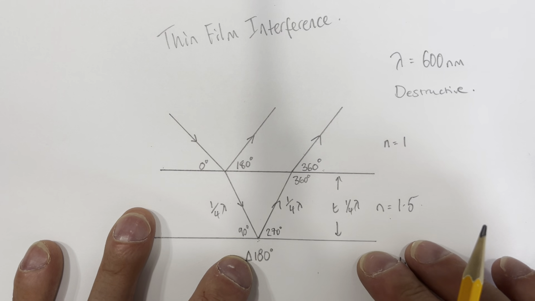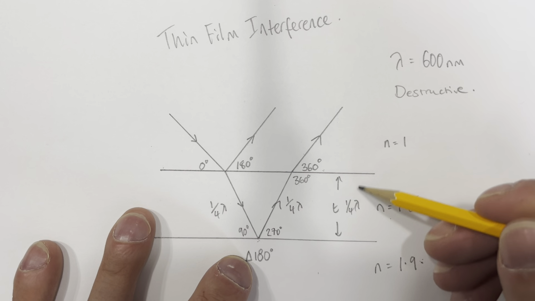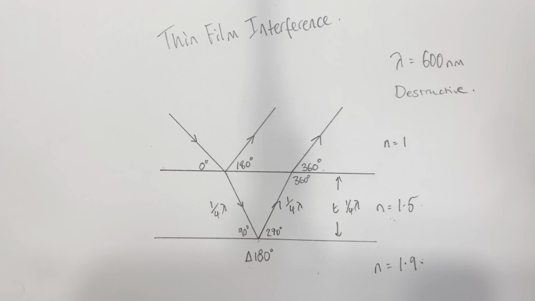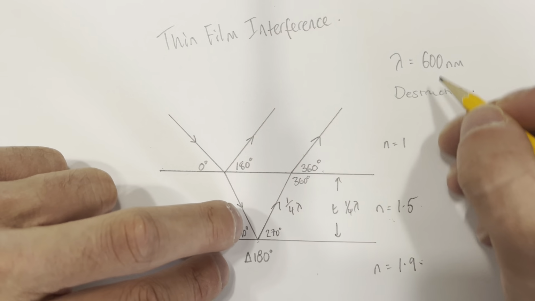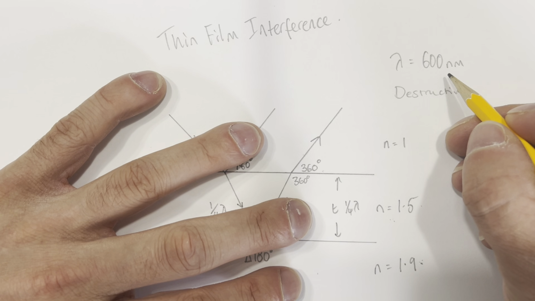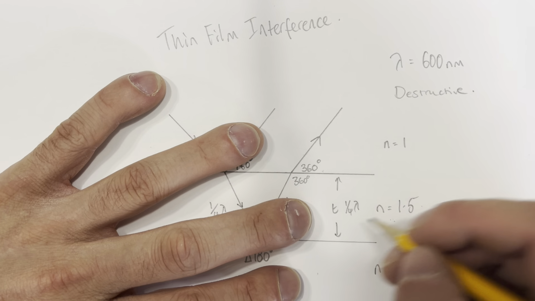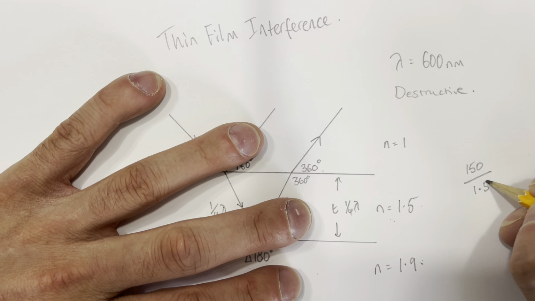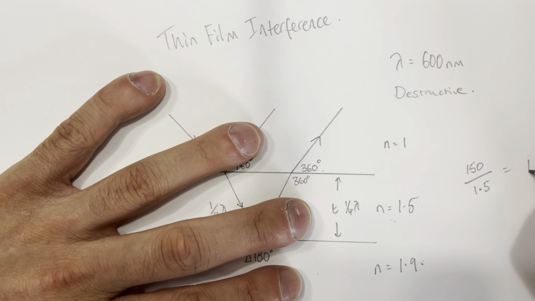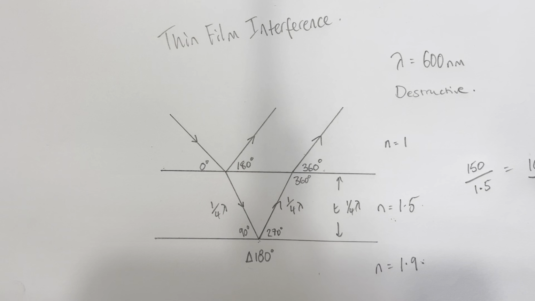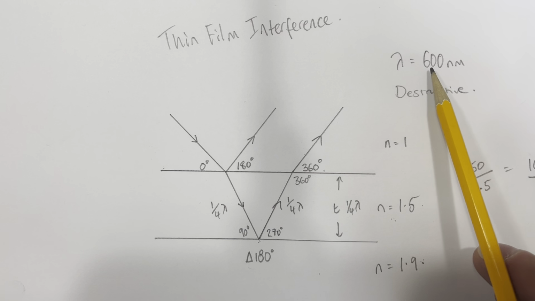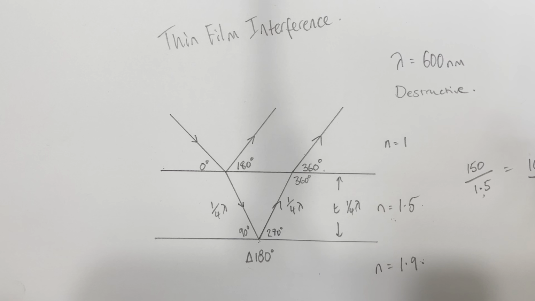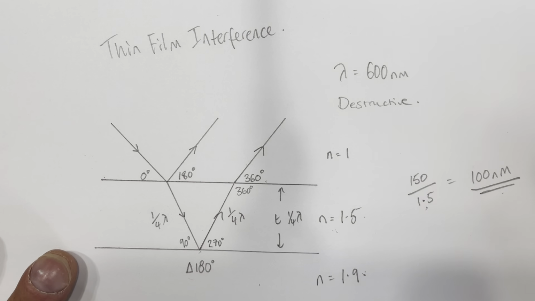So all I need to do is work out what the wavelength is in this medium and find 1/4 of it. As an example, 1/4 of the wavelength in air is going to be 150 nanometers. So my thickness here will be 150 divided by 1.5, which is 100 nanometers thick. So in order to find the thickness of my coating, I'm literally dividing 1/4 of a wavelength by the refractive index. And in this way, I don't need to use any formulas at all.